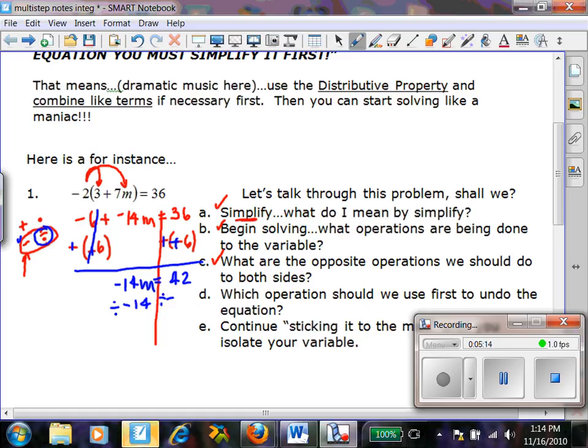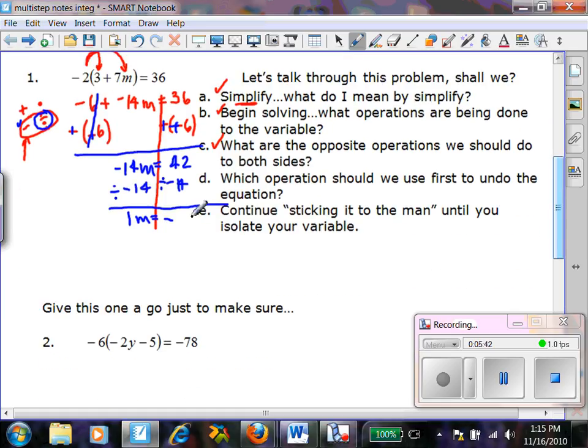Negative 14, and then negative 14m divided by negative 14. Negative 14 divided by negative 14 is positive 1, or 1m. And 42 divided by negative 14, well, I know I've got a positive divided by a negative, so I will get a negative answer. And then you just have to think, well, how many times is 14 going into 42? Because of my amazing math skills, I know that it's 3. So my answer is m equals negative 3.